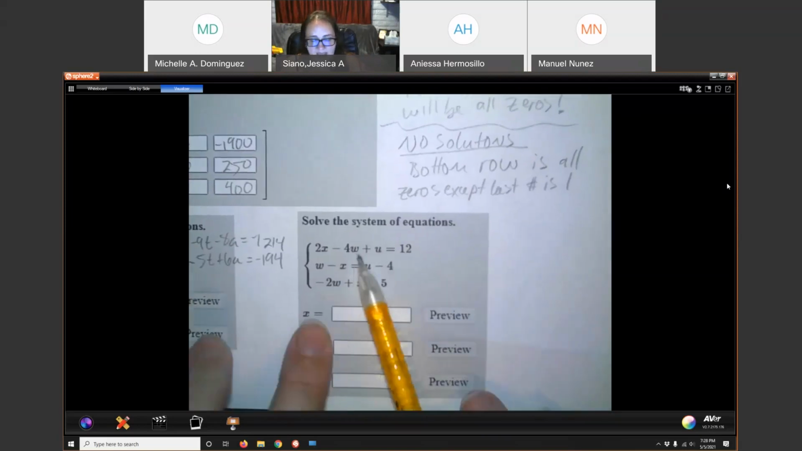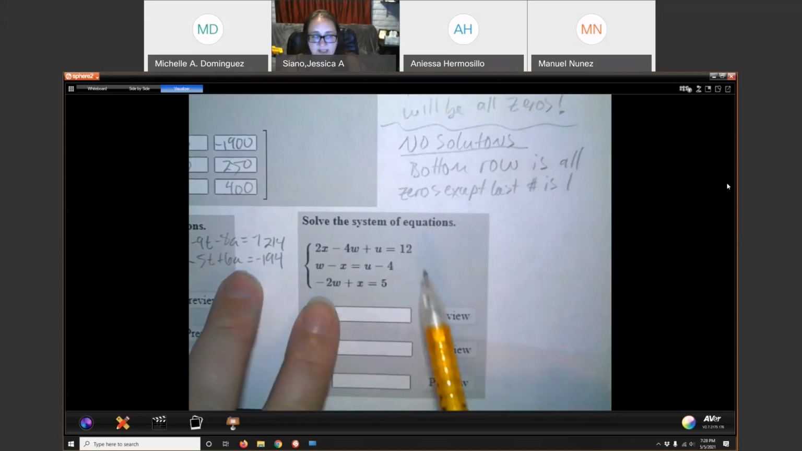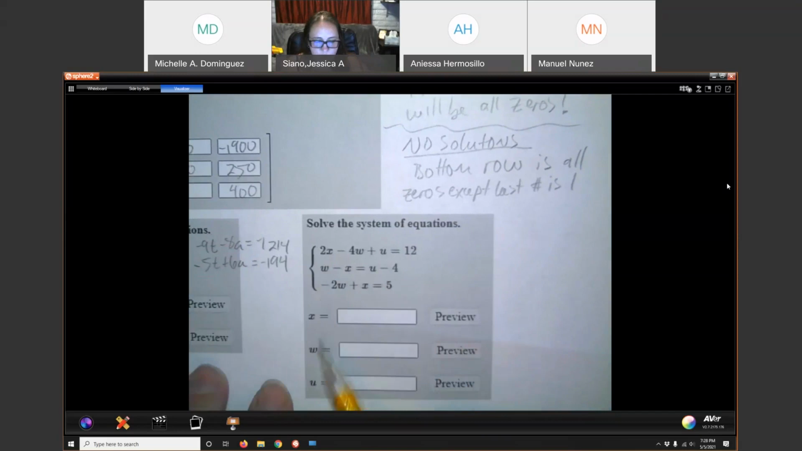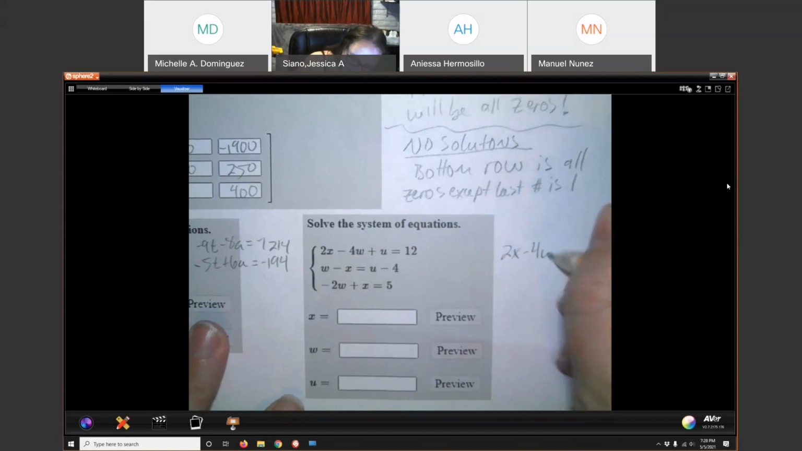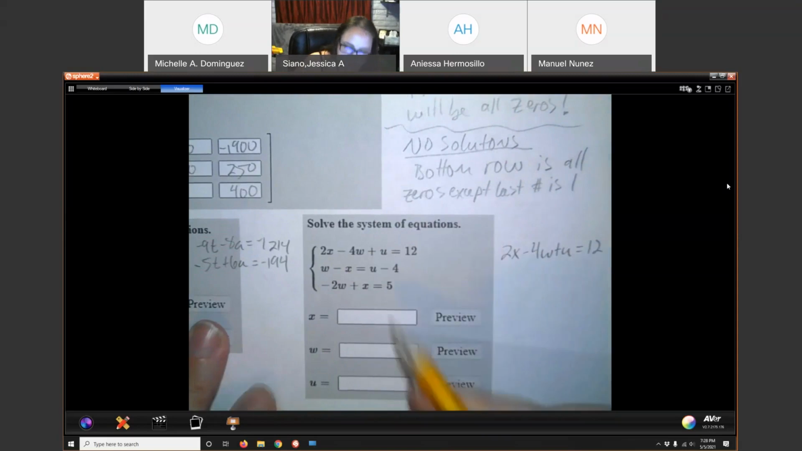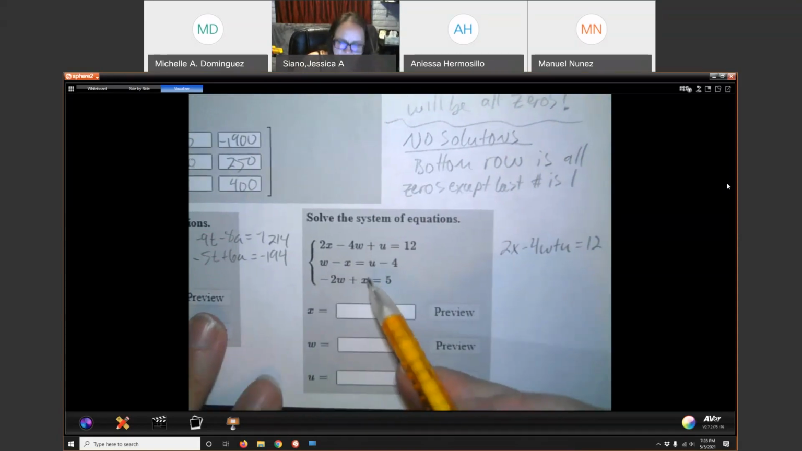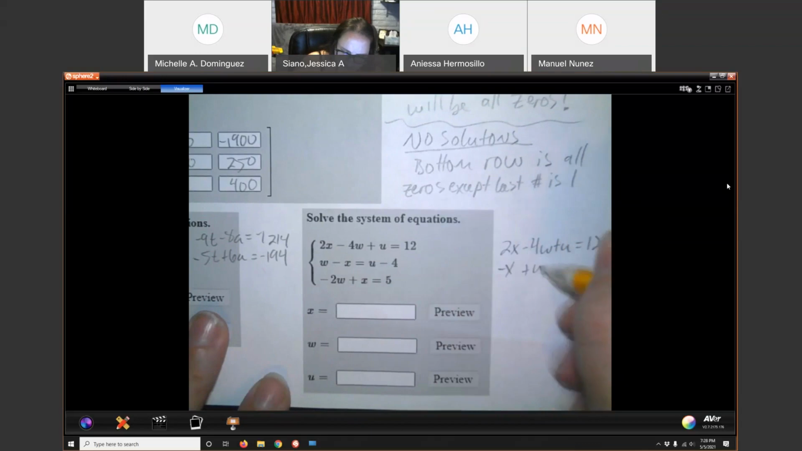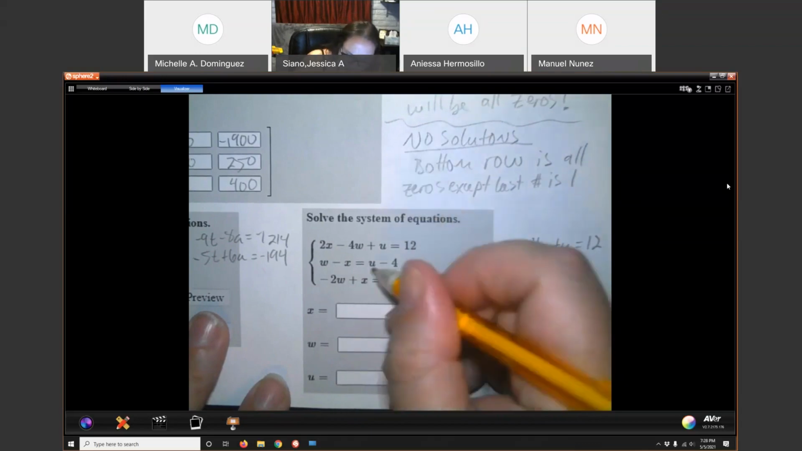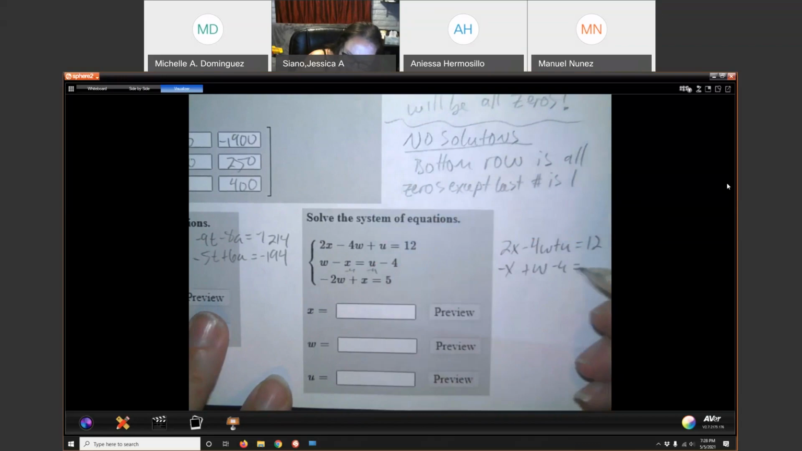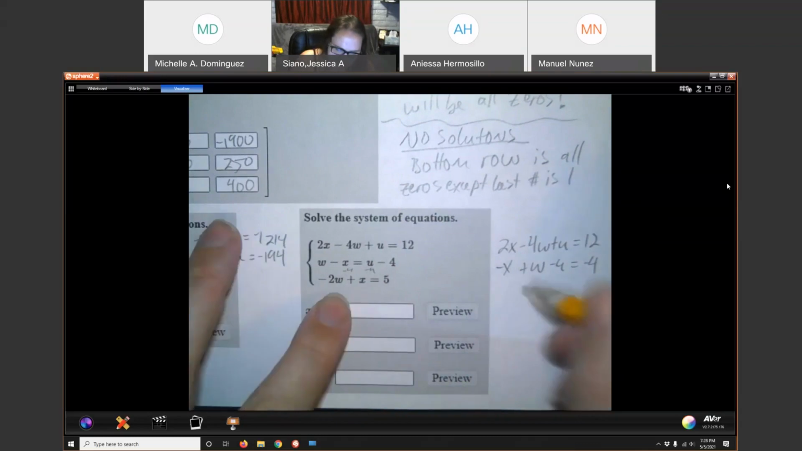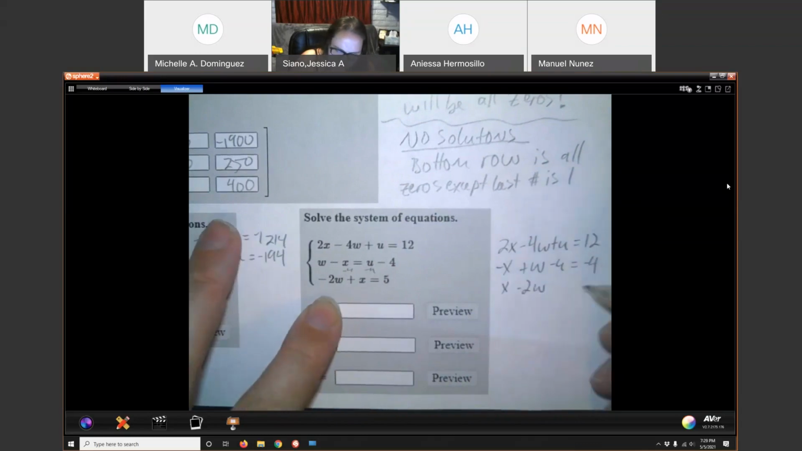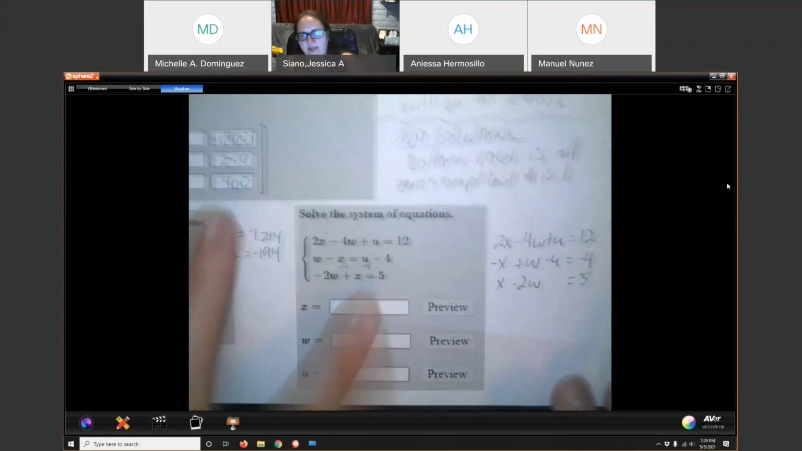So I am going to make a matrix out of this system. They're asking me for x, w, u, so I'm going to put my variables in that order. The first equation is already in that order: 2x minus 4w plus u equals 12. For the second equation, I'm going to make it negative x plus w. I'm going to subtract this u to bring it over, so minus u equals negative 4. And then x minus 2w, no u term there, equals 5.